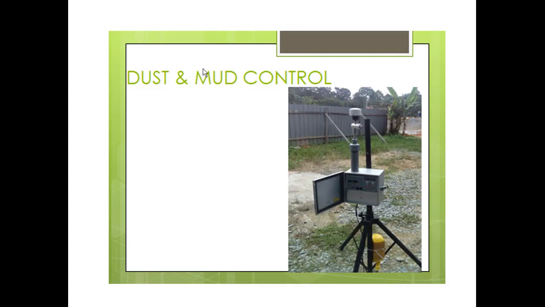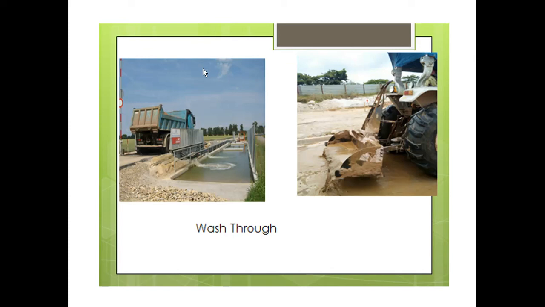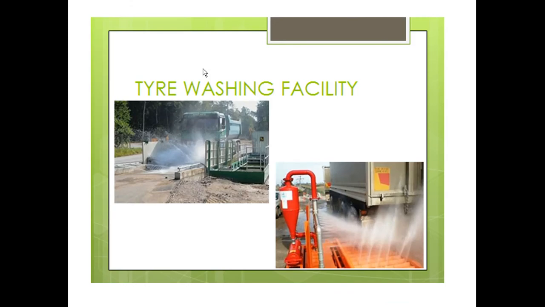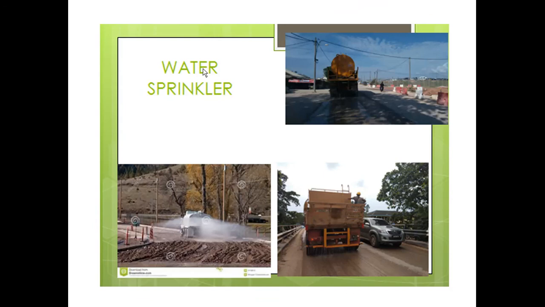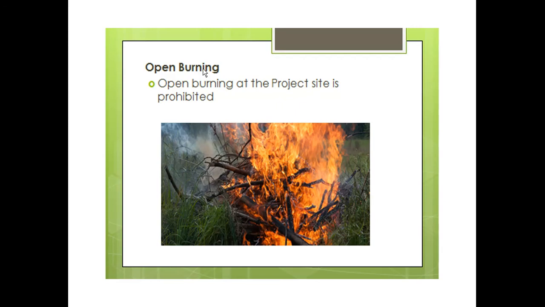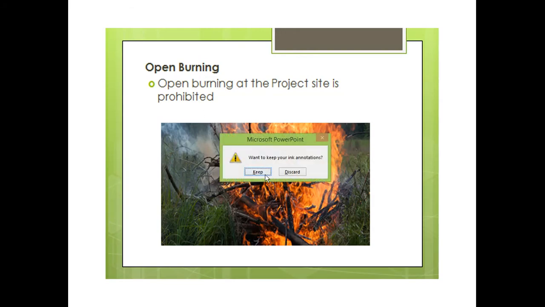Okay, this is the air policy. So we explained earlier how you can control air pollutant, total particulate matter: tire wash, wash through, water sprinkler at the road. Some things must be prohibited. That's all. Okay, so I want to show a bit of the report, an example report.